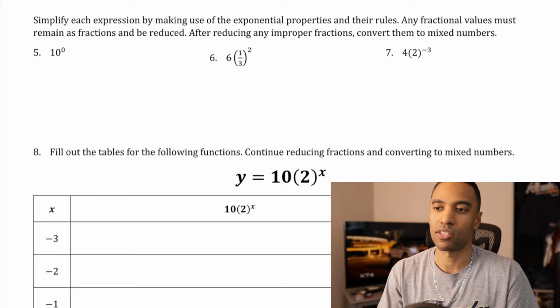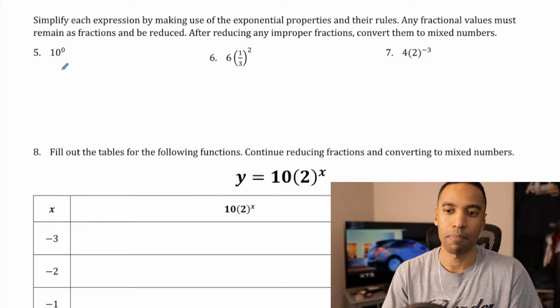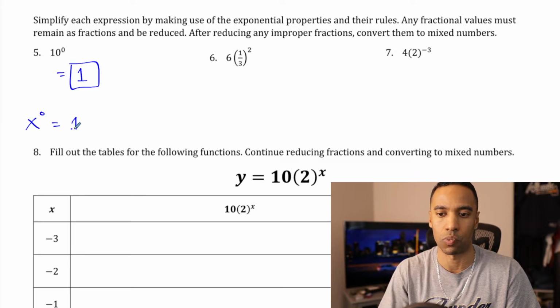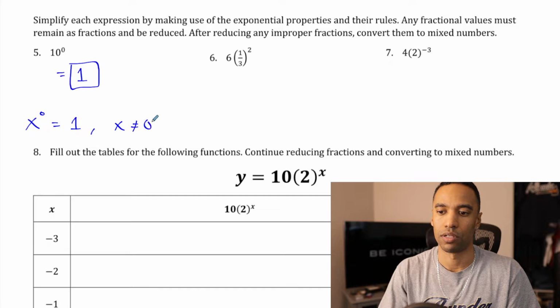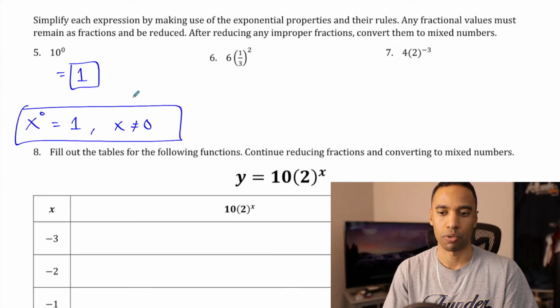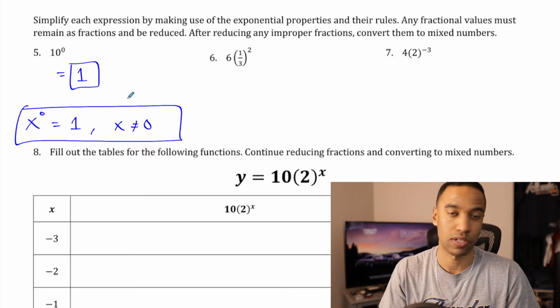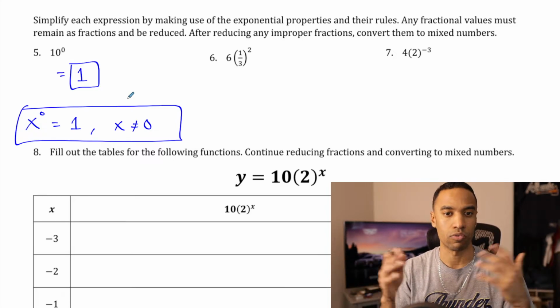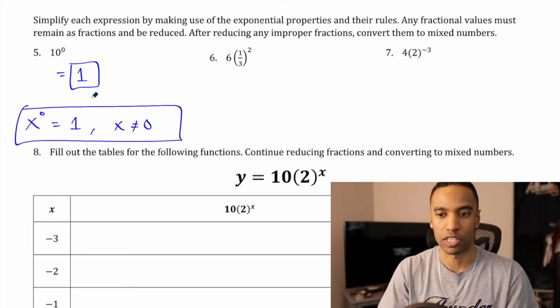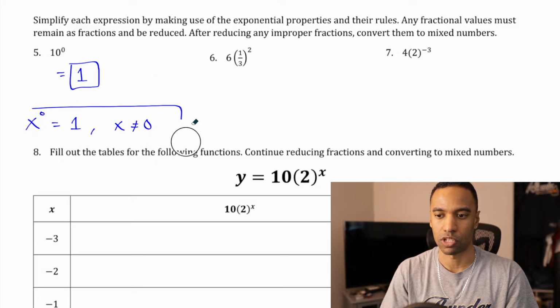So number 5 says 10 to the 0 power. Straight up, that answer is 1. The property stated is that any non-zero number to the 0 power is 1. So there, that's your property. Any non-zero number to the 0 power is 1. 0 to the 0 power is indeterminate. We're not going to run into those. I'm just stating the property for future reference and correct math with it. That's not the answer. That's just a property.